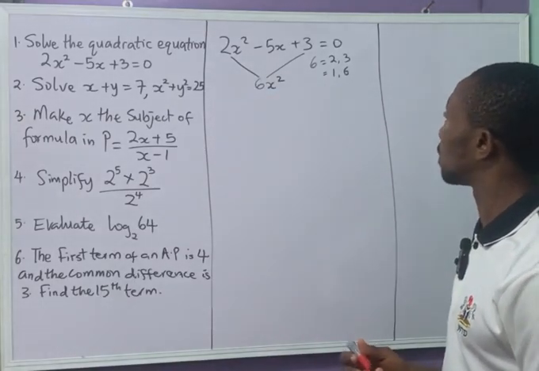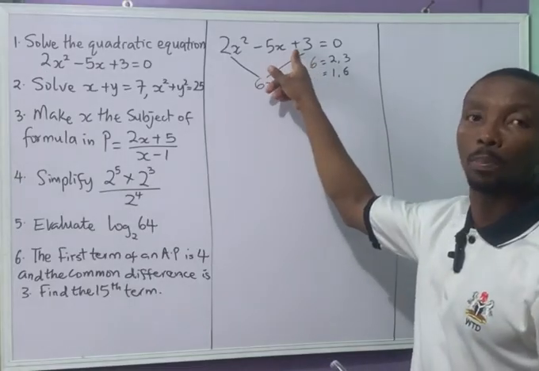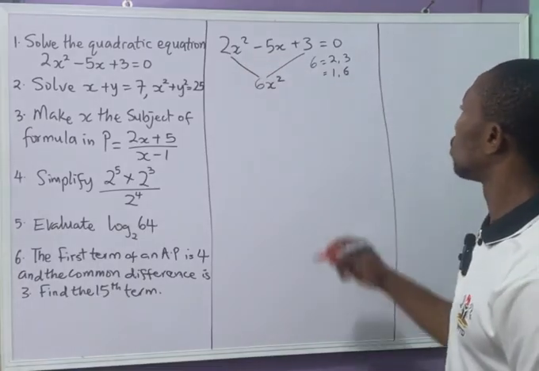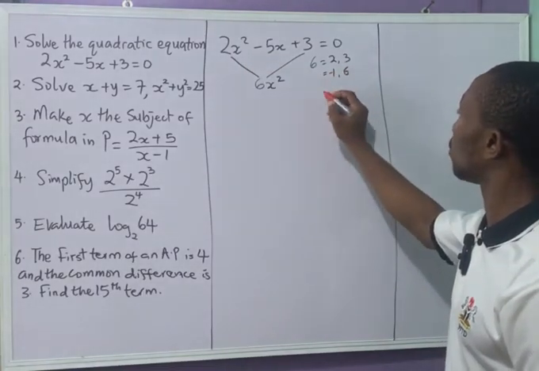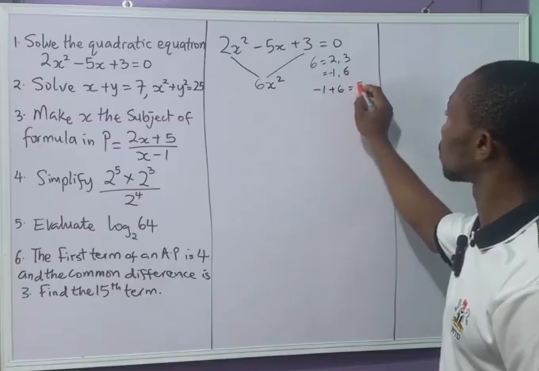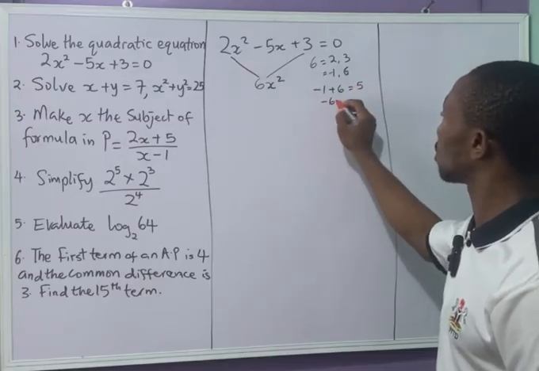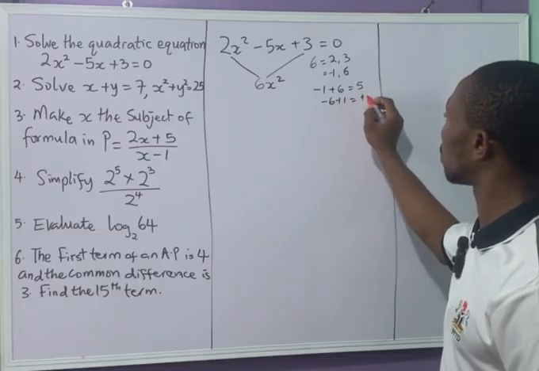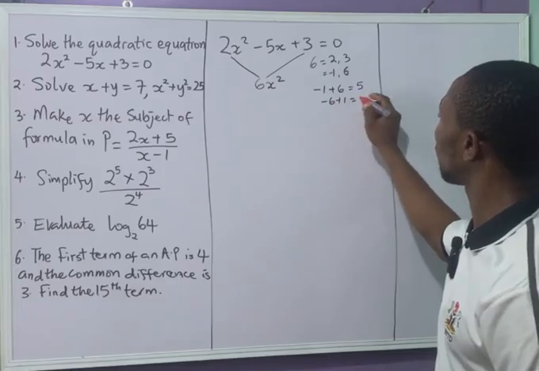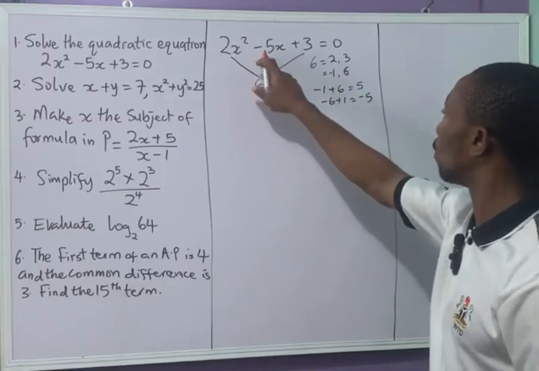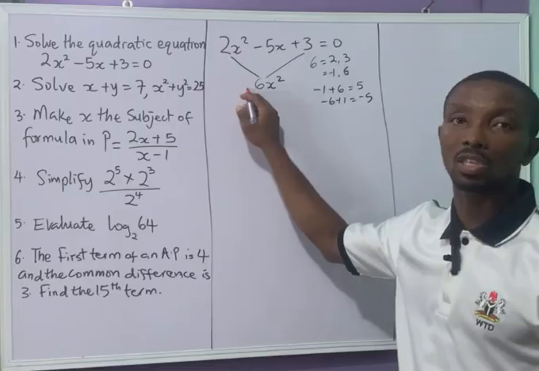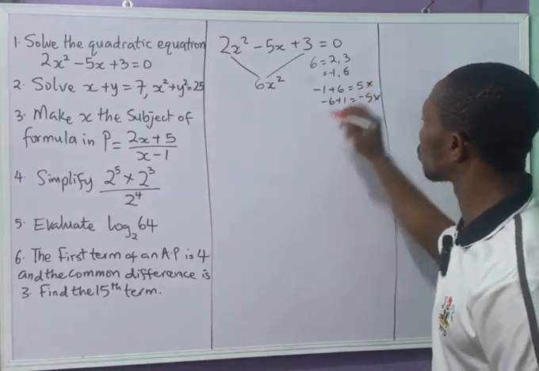But now let's consider the sign. The sign is positive and this sign is positive. Our 6 is positive and this is negative. So if we do minus 1, because we have minus 1 plus 6 will give us 5, but minus 6 plus 1 will give us a minus 5, which is what we are looking for. But minus 6 times 1 will give us a minus 6. So this is ruled out.